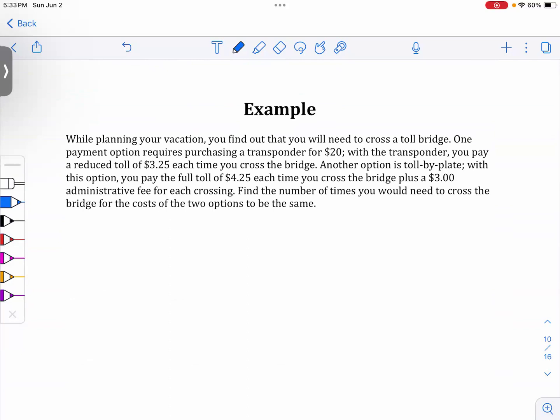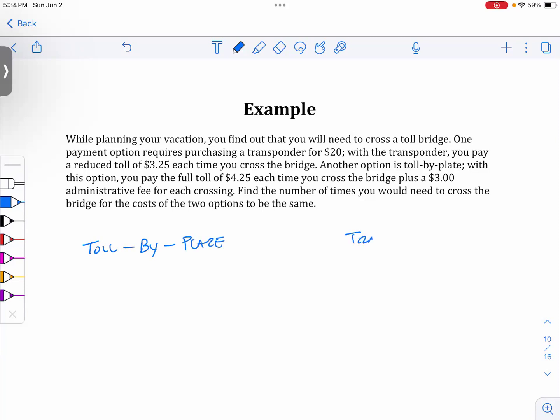So while planning your vacation, you find out that you will need to cross a toll bridge. One payment option requires you purchasing a transponder for $20. With the transponder, you pay $3.25 each time you cross the bridge after you pay the $20. Another option is toll by plate. With this option, you pay the full $4.25 and $3 administration fee each time you cross the bridge. Find the number of times you would need to cross the bridge for the two options to be the same.